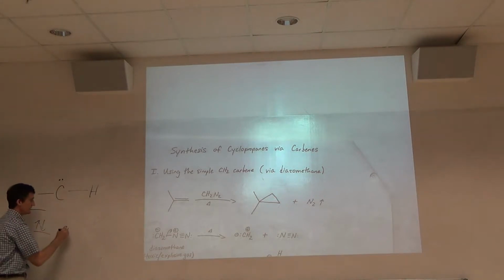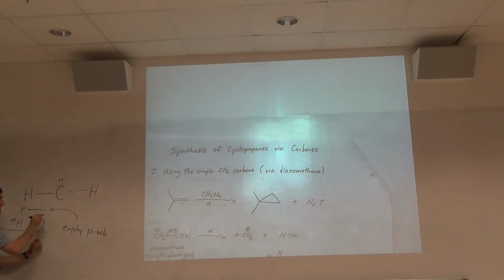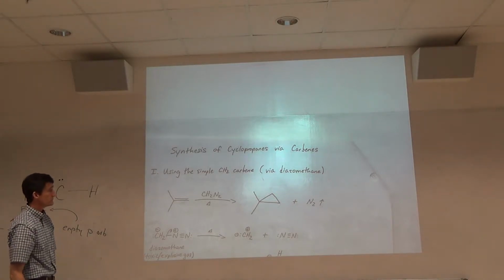But it has an empty p orbital. I mean, it doesn't have an octet. It's missing an electron. And all these electrons are spread out trigonal planar. That's really not linear there. Okay? What's the bond angle of the HCH? It's really 120. Okay? All right.